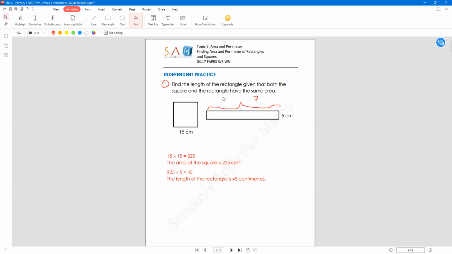However, area is not really provided, or maybe it is. So it says here that the square and rectangle have the same area. So that means you'll be able to find out the area of the square, right? Because the area of the square is 15 cm times 15 cm, right? So it equals 225 cm square. And then you divide by the breadth, you get the length.